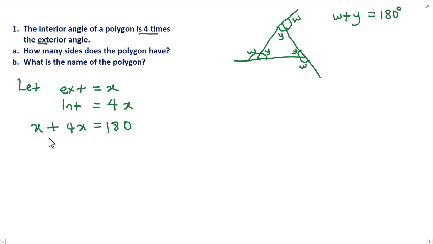So coming back to this, I've been able to explain this. x plus 4x can add up to give us 5x is equal to 180 degrees. For us to make x stand alone, we divide both sides by 5. So 5x divided by 5 is equal to 180 divided by 5. The 5's cancel out and x is equal to 180 divided by 5.